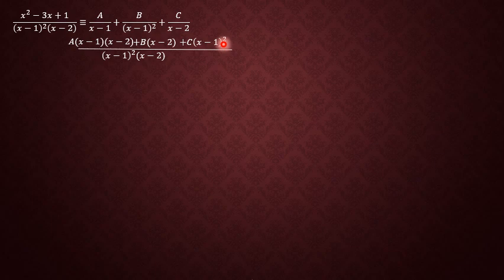Now what to do now is, you notice that, sorry, there was supposed to be an equals sign here. You notice that this denominator x minus 1 all squared times x minus 2 is also found here, x minus 1 all squared, x minus 2. So they cancel out, and if they cancel out, I'll have that x squared minus 3x plus 1 is equivalent to all this. And I can call this equation 1. There is a reason for that.